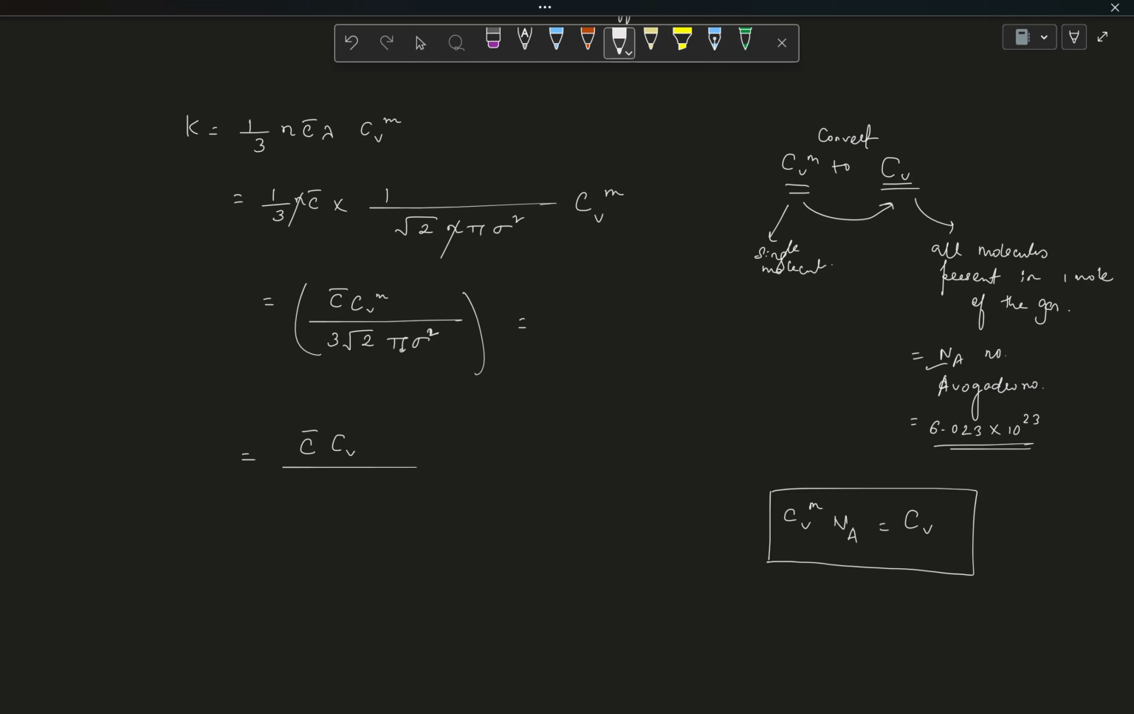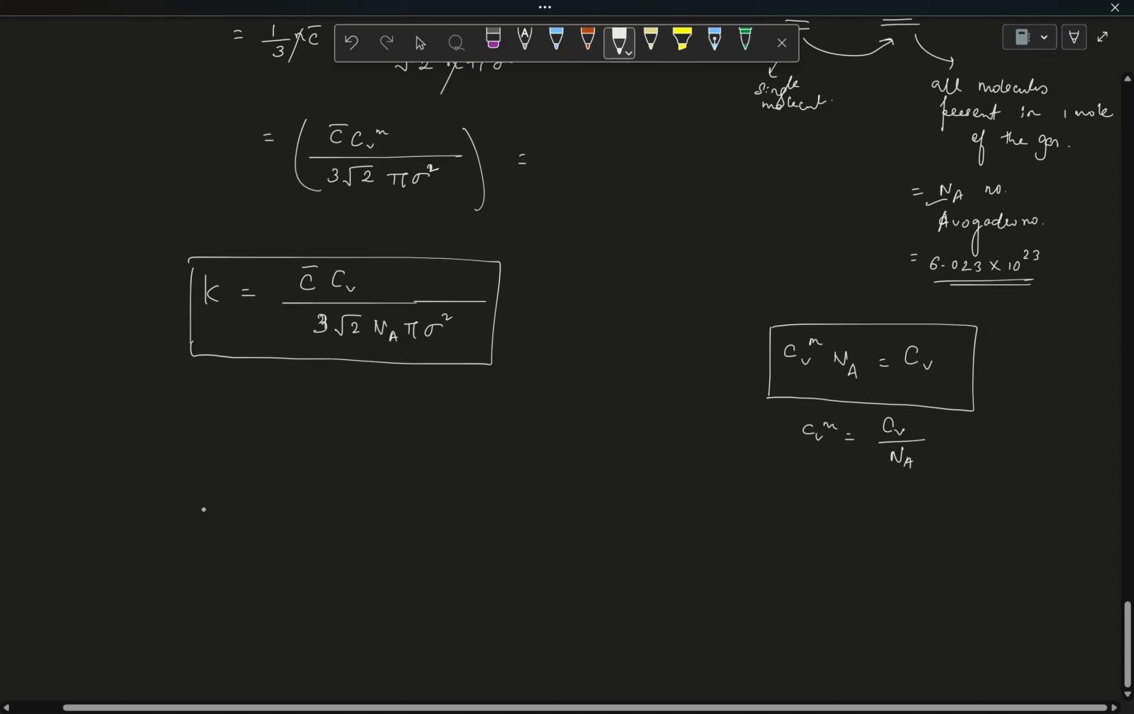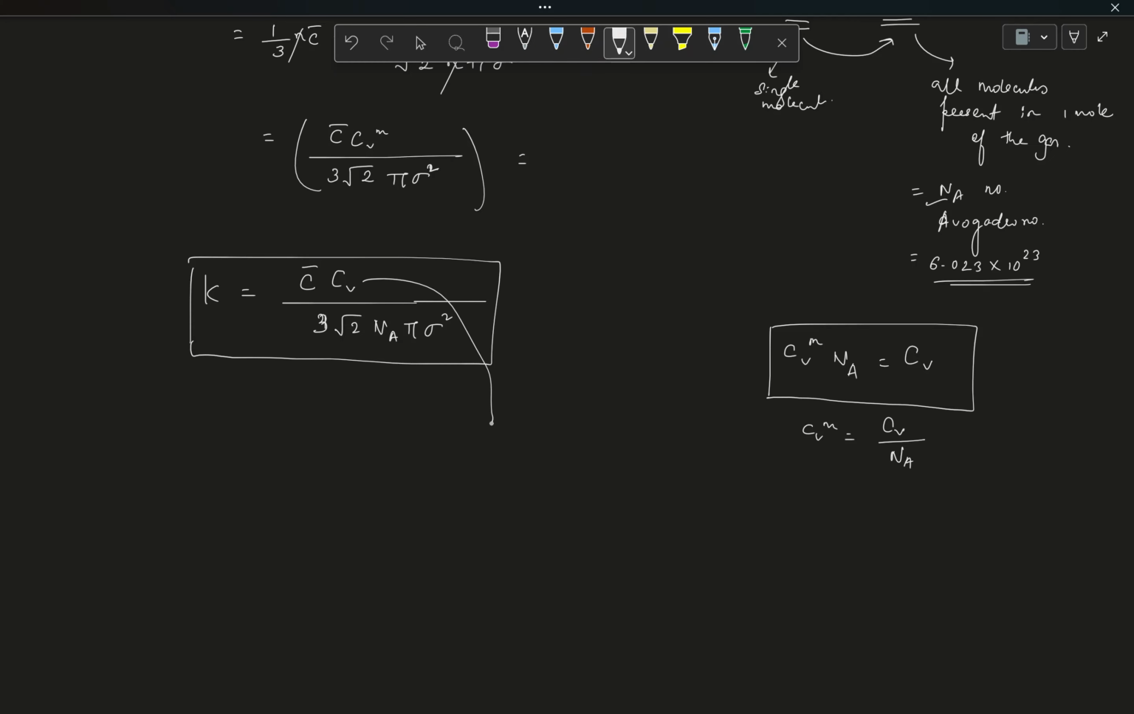Or rather you can think of it like, you just substitute CVM as CV by Na. So here it will be C bar CV over 3 root over 2 Na pi sigma squared. Okay, now look at it carefully. What are the terms in this expression which are dependent on temperature? Like say this CV. CV is a standard molar specific heat at constant volume.